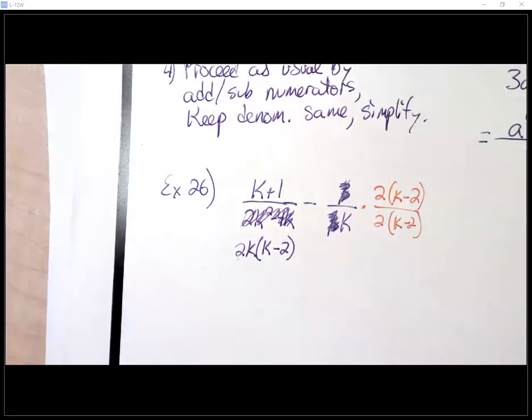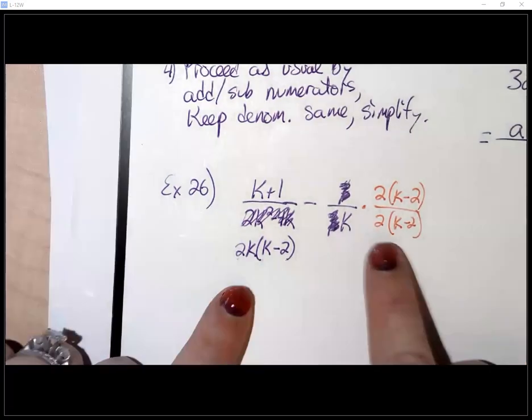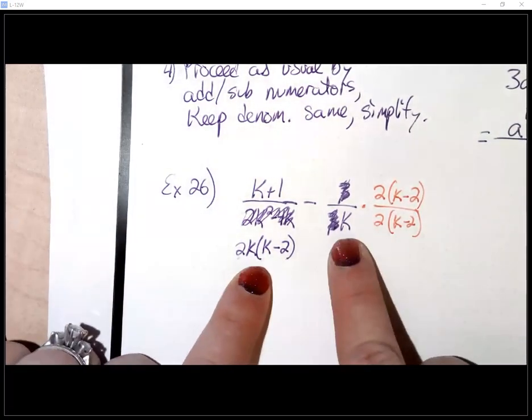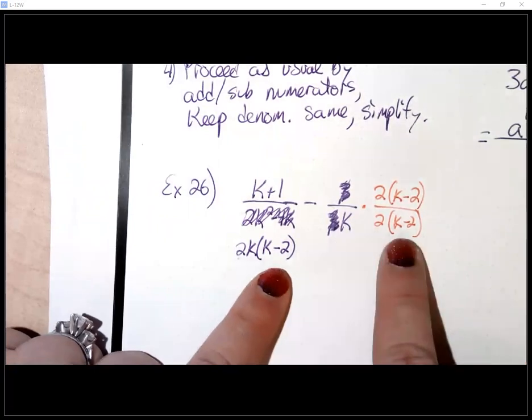So now look at my denominators. Don't both of them have a 2? Yep. Don't they both have a K? Yep. And don't they both have a K minus 2? Yes. So now I have common denominators.